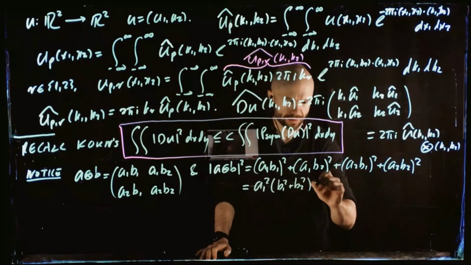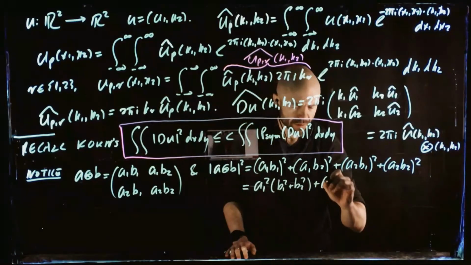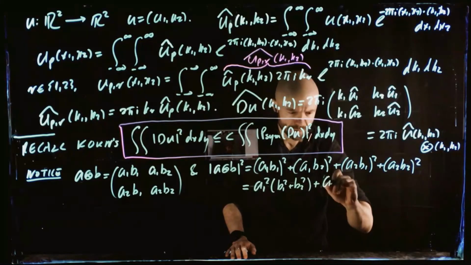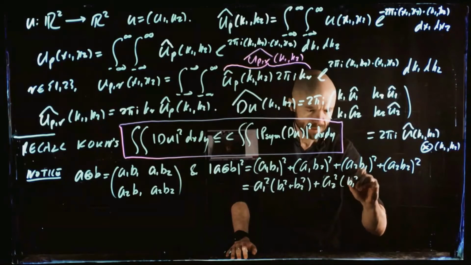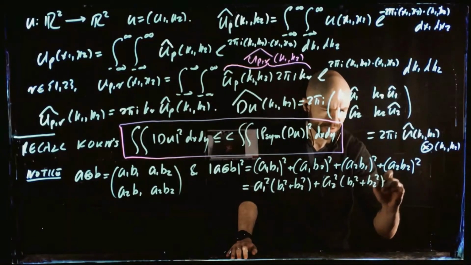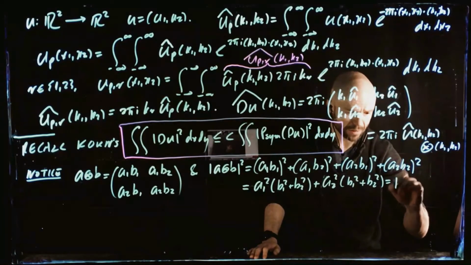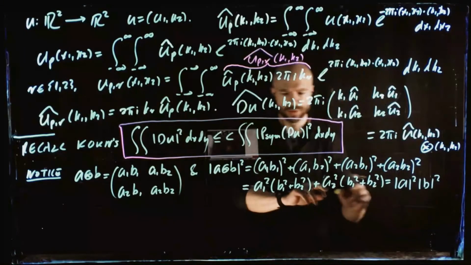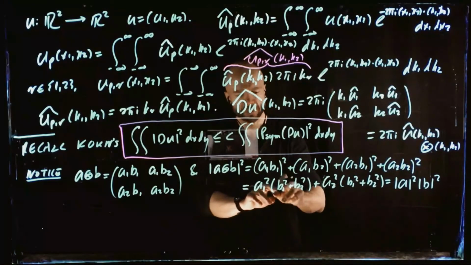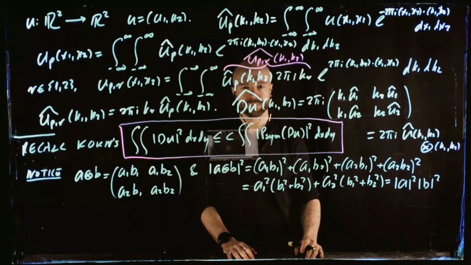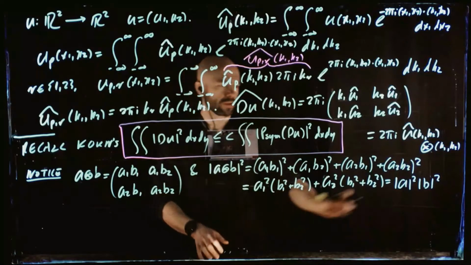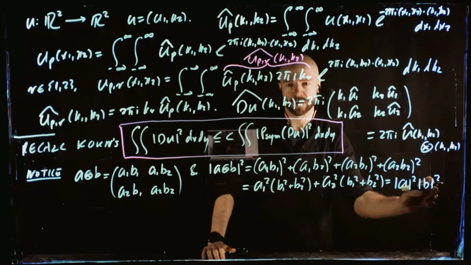Let's factor out the A2 squareds. Again, we're going to have B1 squared plus B2 squared. So overall, this thing is nothing other than this thing, because we just factor out B1 squared plus B2 squared. So the Hilbert-Schmidt norm squared of the rank 1 matrix is just A squared, B squared.